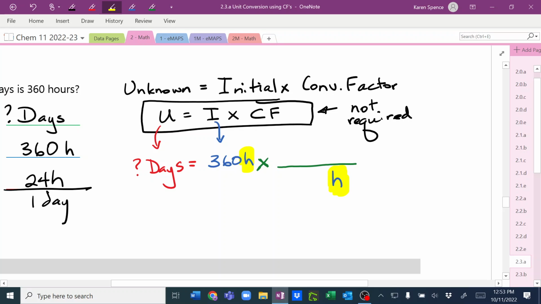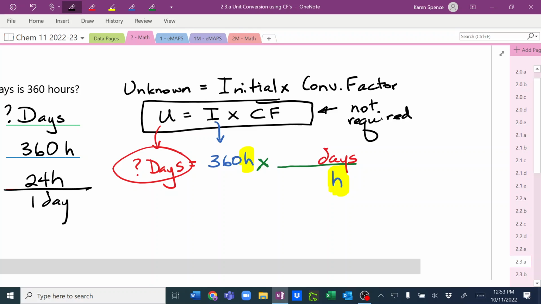And that means we also want to make sure that we are finding days, so days has to go on the top. And we know that there are 24 days per hour, right? Huh? Is that wrong? Yeah. And you know that that's wrong because you know that number for practically your whole life, right?